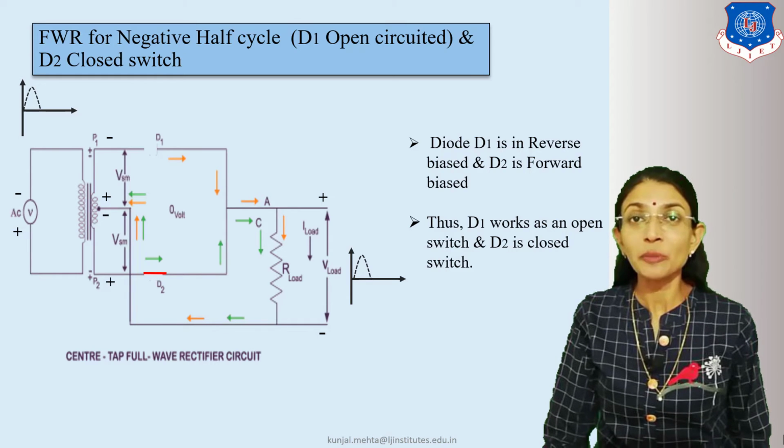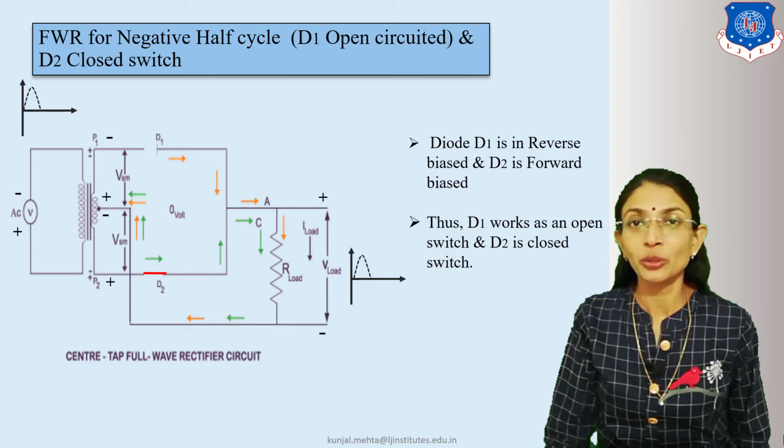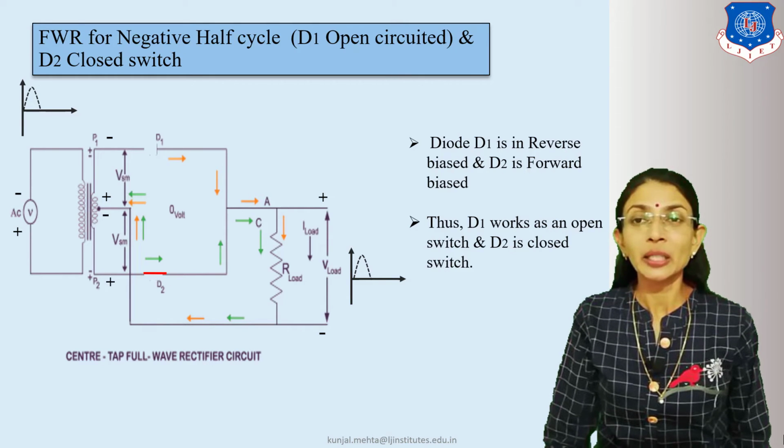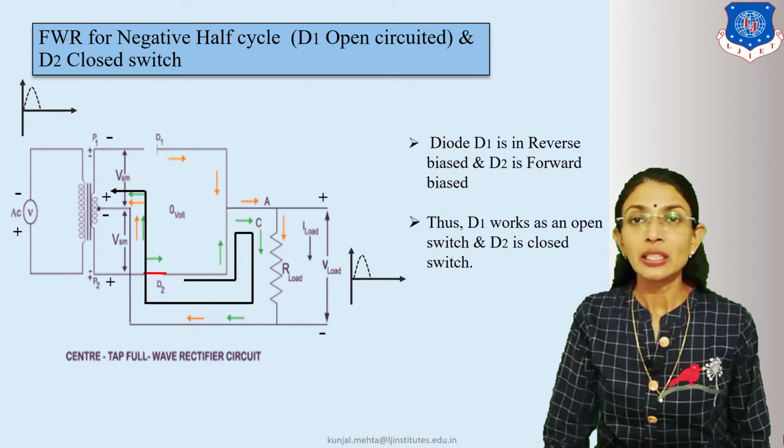Current always starts to flow from the positive terminal. So let's draw the current direction and flow. From the circuit diagram, you can easily see that the current goes from P2, D2, A through RL, the load resistance, and to the center of the secondary of the transformer, at the center tap.